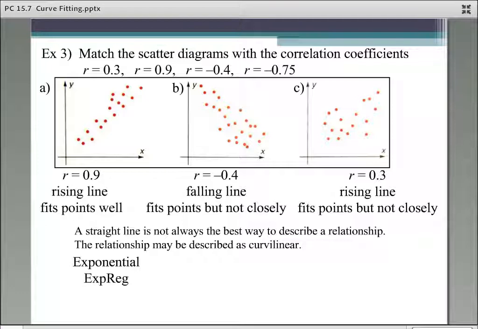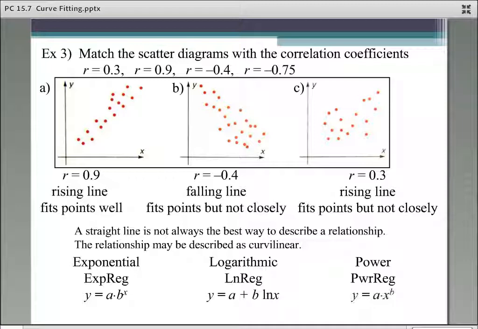So your graphing calculator has an exponential regression function. I pointed that out to you, that when it was curvilinear, that would be like an exponential regression line. We could have a logarithmic line, which you'll see in your graphing calculator as natural log regression. And then we also have a power regression, which would be like an x squared or an x cubed or an x to the fourth type of a thing.